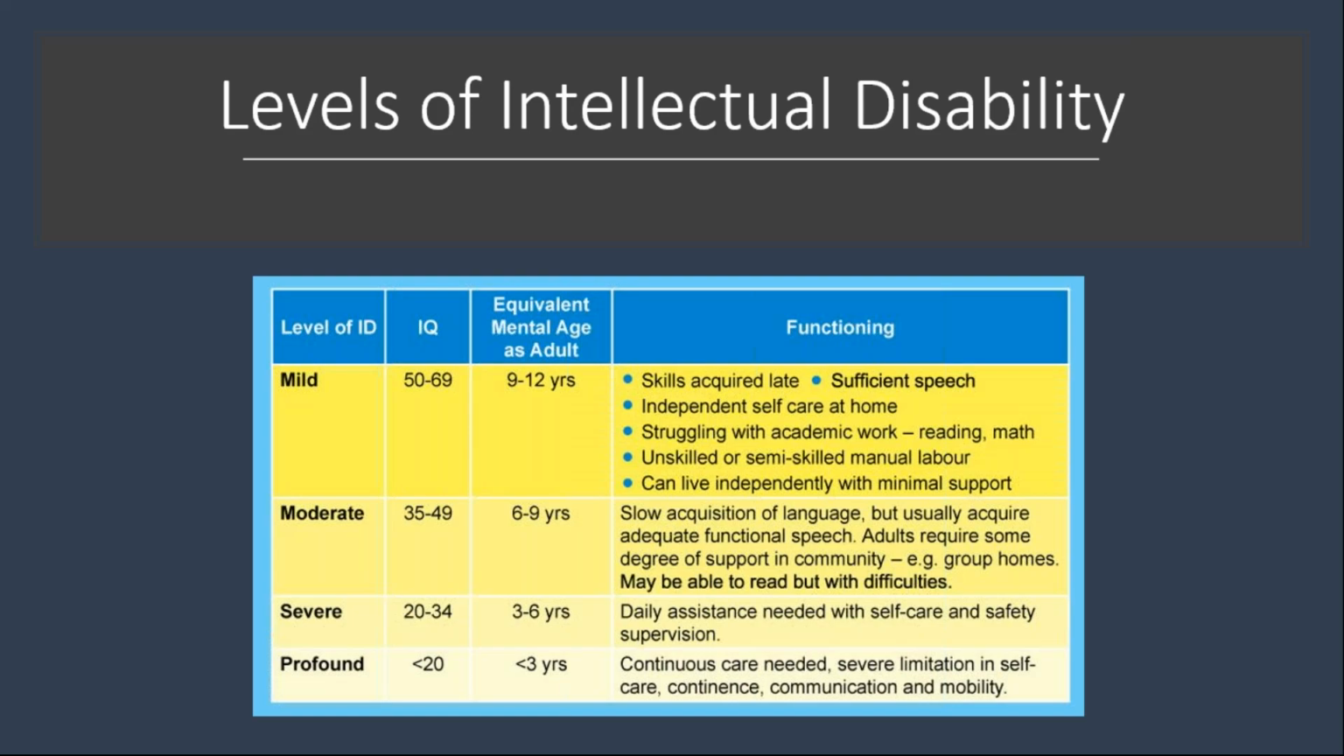And so when we talk about an individual with a severe or profound intellectual disability, we have to think about making sure that we are doing everything we can to keep them safe and to help them to have a high quality of life despite their difficulties with a lot of the daily living tasks that they're going to need support from those around them to get through their day.